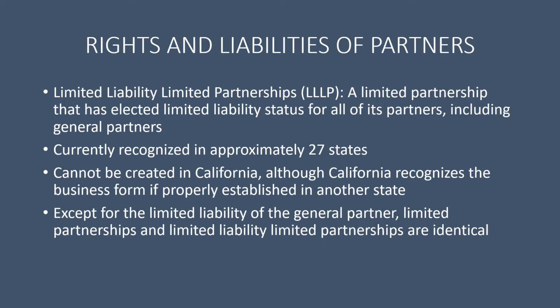Other than the difference of providing limited liability for the general partner, limited partnerships and limited liability limited partnerships are identical. That is the only difference, but it's a big difference. So if you are able to form a limited liability limited partnership in a state that recognizes that entity, you should definitely do it for the protection from unlimited personal liability of the general partner. If you cannot form a limited partnership in one of those states that recognizes the LLLP, then your next best option is to make your general partner either a corporation or a limited liability company.